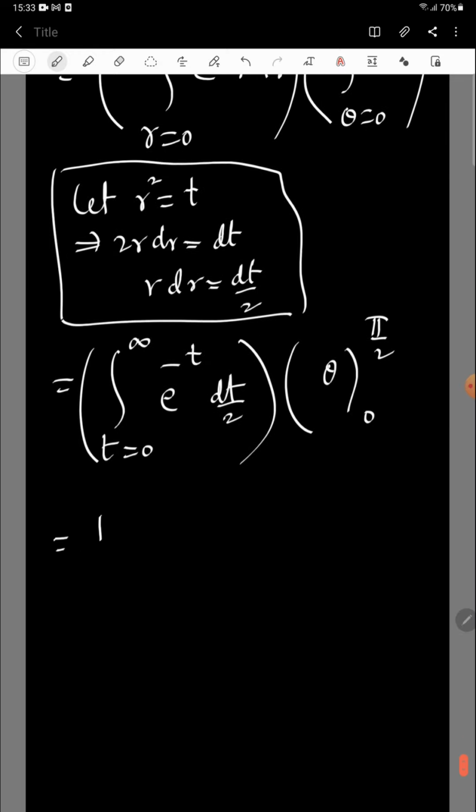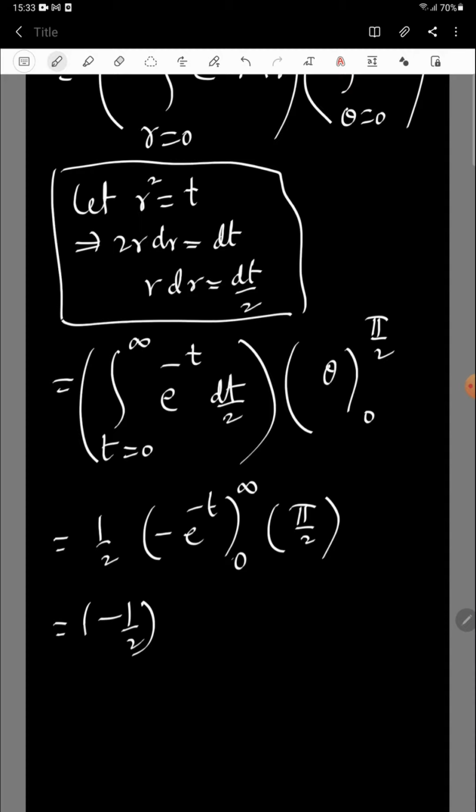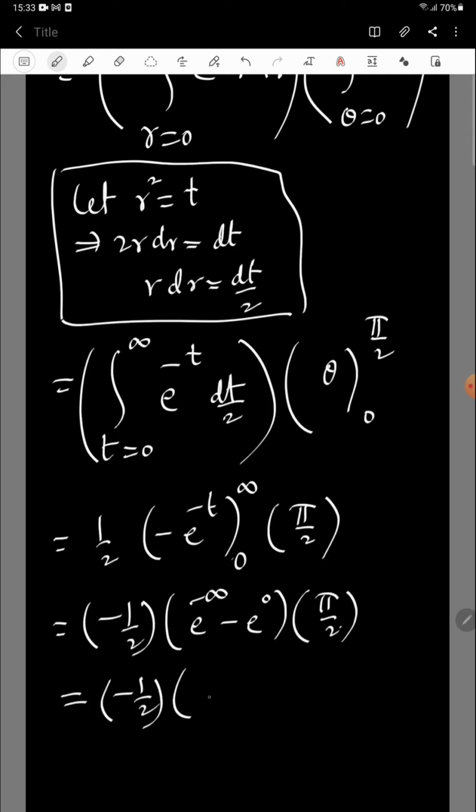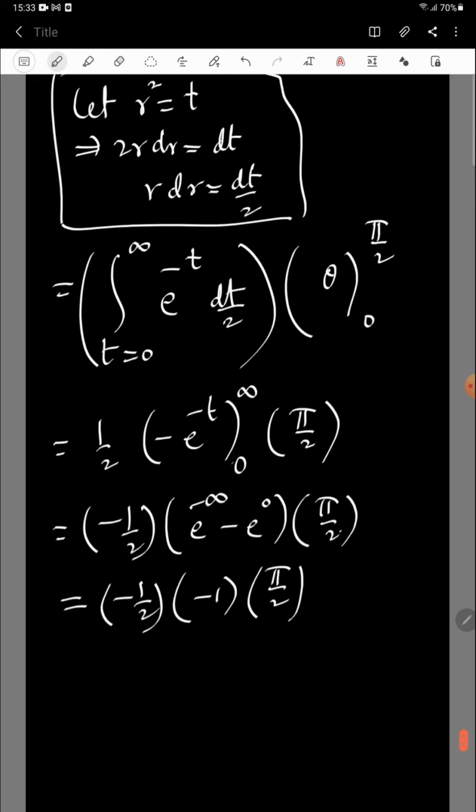So that is equal to 1 by 2 outside, minus e power minus t, limits are from 0 to infinity, and it is pi by 2 minus 0, that is pi by 2. Minus 1 by 2 e power minus infinity minus e power 0, into pi by 2, that is now going to become minus 1 by 2 into 0 minus 1, that is minus 1, into pi by 2. Finally it's going to become pi by 4.